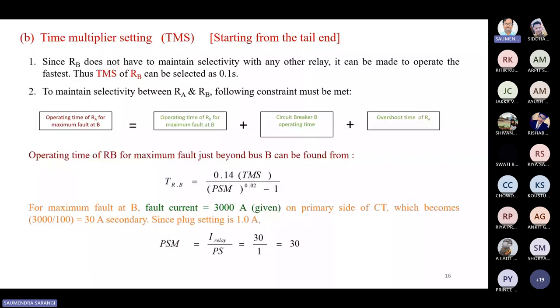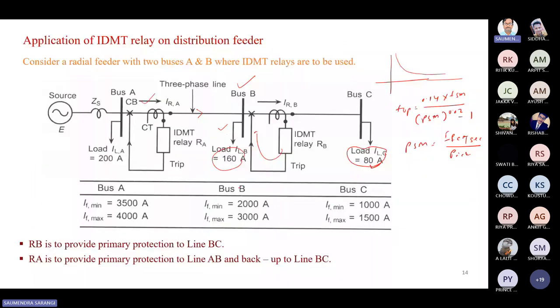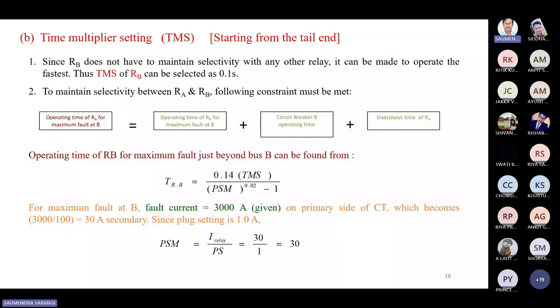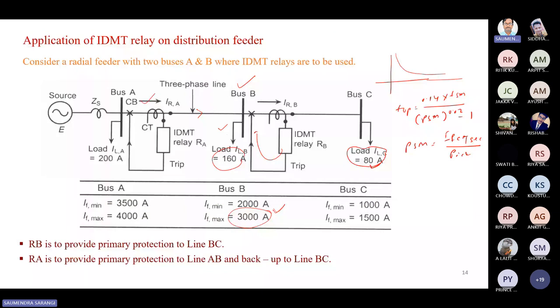Okay. Now we have to find out the operating time of RB. So use that formula, 0.14 into TMS, PSM to the power 0.02 minus 1. So this is nothing but the current we are having. Now, what current should we take? Now, if you observe, if we are setting it here, so here is the maximum fault current we are having. So we need to set this one for the maximum fault current. So maximum fault current is nothing but given as 3000 ampere at relay A. So now we may put this maximum current to find out the pickup setting PSM.